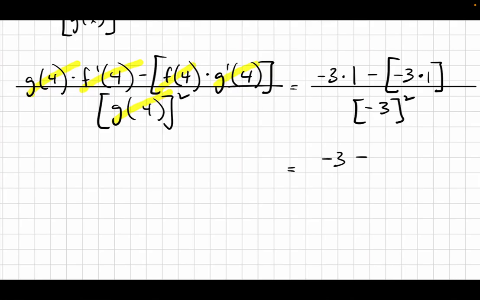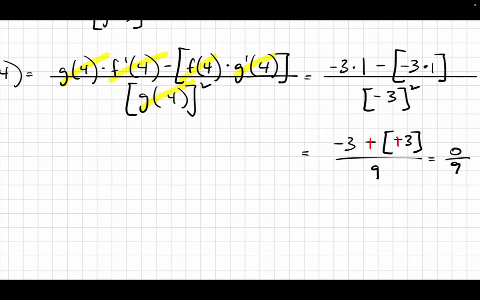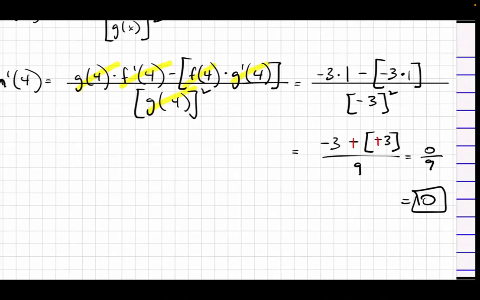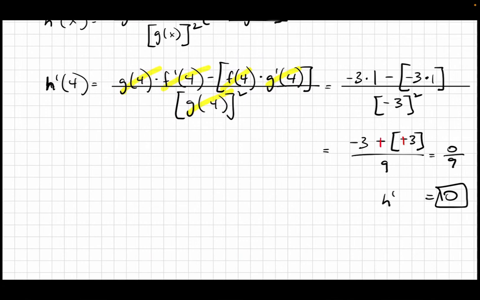Multiply. Negative 3 minus negative 3, divided by 9. Negative 3 plus 3, 0 over 9. 0 on top of a fraction is equal to 0. So the question was, what is h prime of 4? 0.